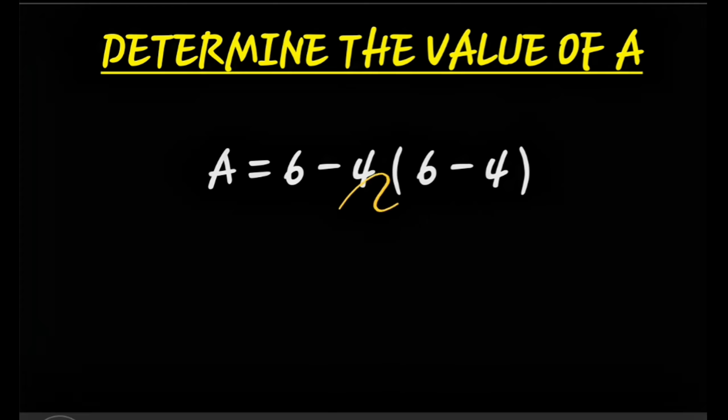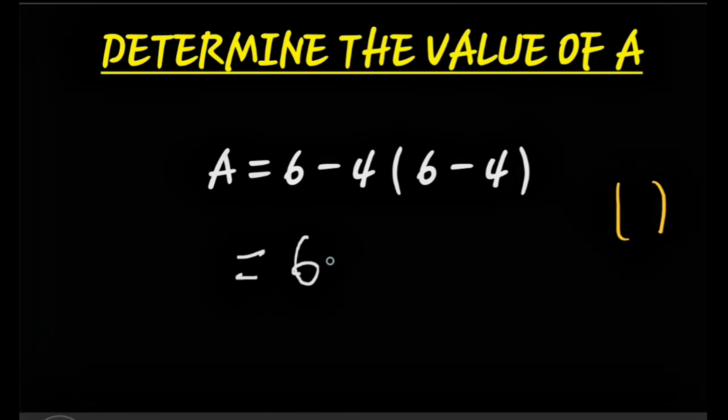Okay, here when you have parentheses and subtraction, firstly you start with your parentheses before doing any other calculation later. Okay, we're going to solve. We have here 6 minus 4. As we said, we'll start with the parentheses. 6 minus 4, we have here 2.